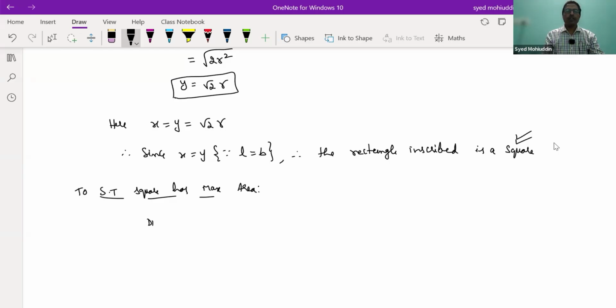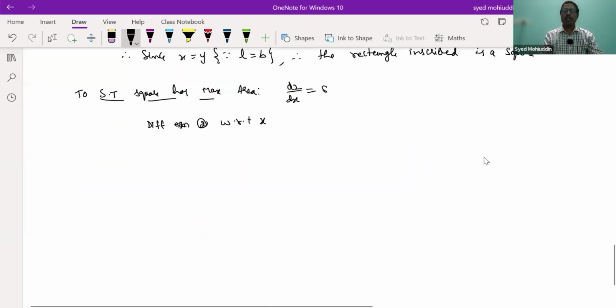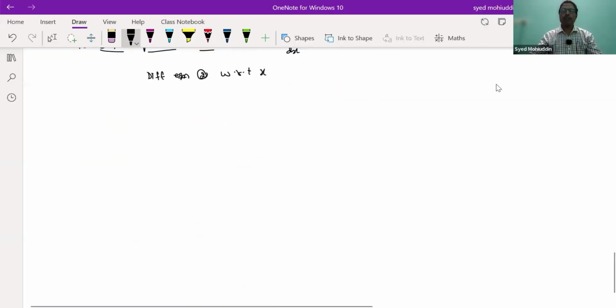So we'll try to differentiate equation number 2 with respect to x. Let us write down what that equation 2 is. We have dz by dx, I'll just rewrite that one here: 8r square x minus 4x cubed. Now we need to differentiate this one.